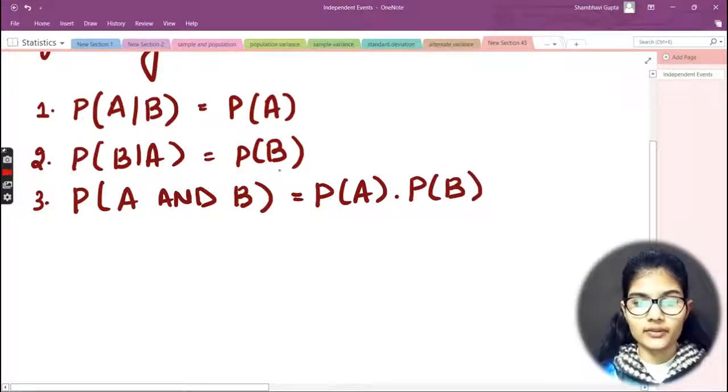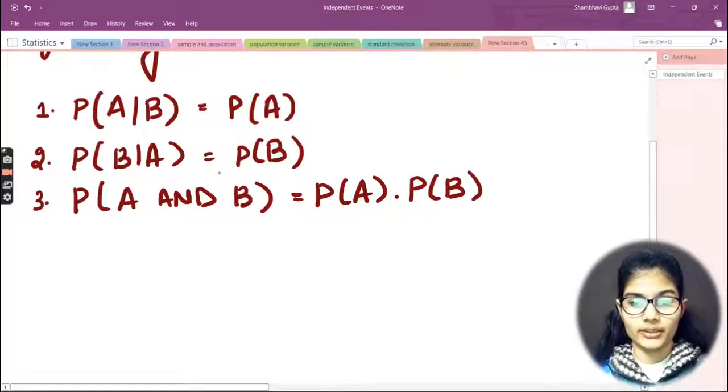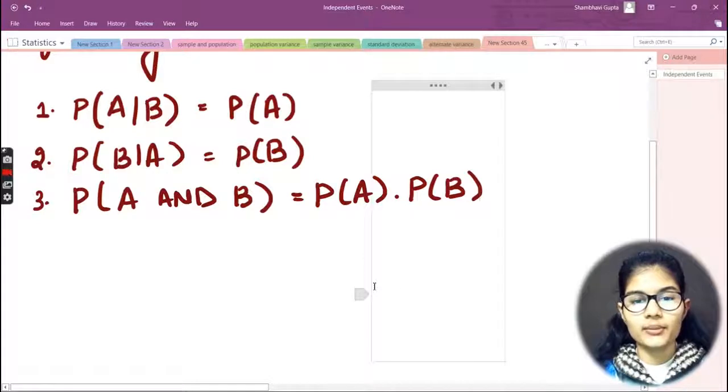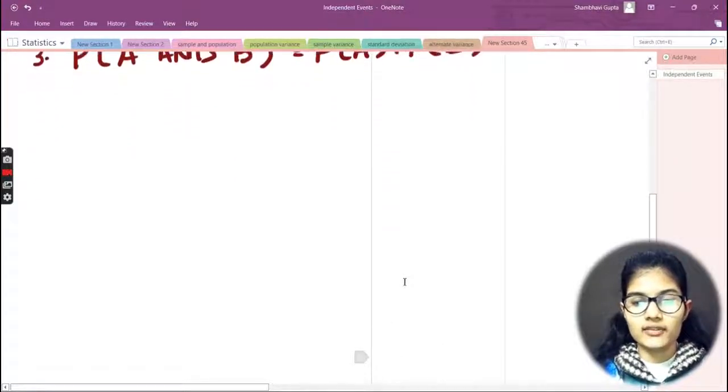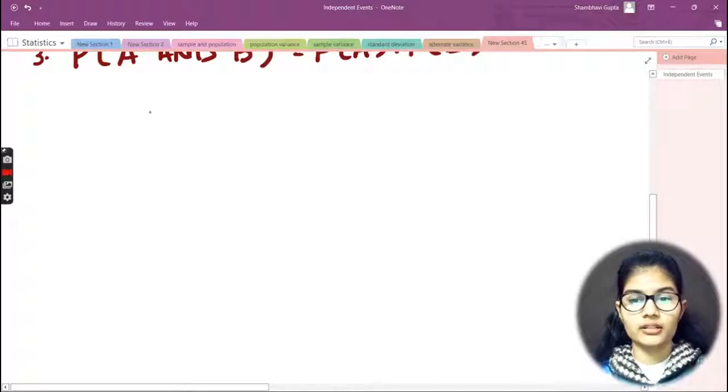So right here we have that the probability of A given B is equal to the probability of A, the probability of B given A is equal to the probability of B, and the probability of A and B is equal to the probability of A times the probability of B. Now if the conditions mentioned here are true, then in that case we say that the two events are independent. Now we have some more things regarding independent events that are to be seen and learned about. Let's move to those.